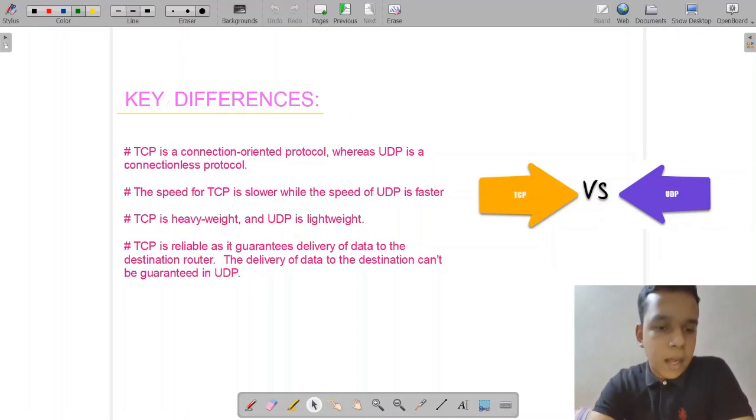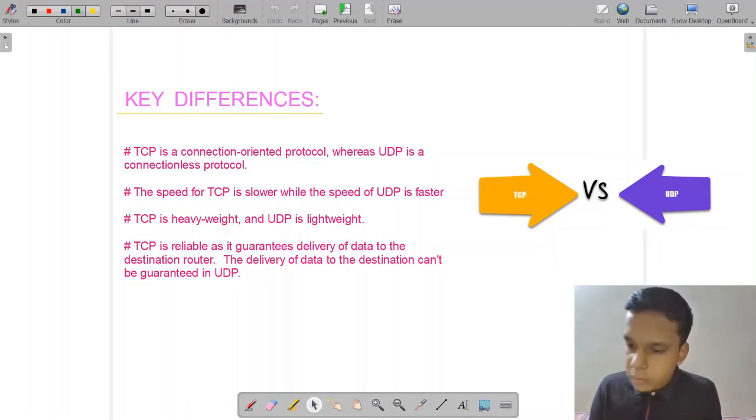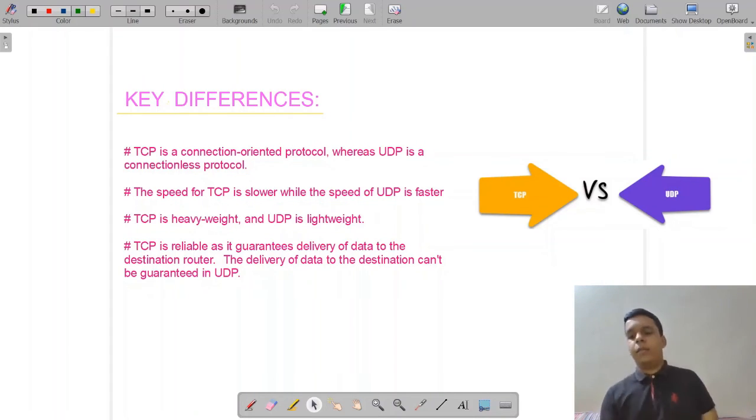TCP is reliable as it guarantees delivery of data to the destination router. The delivery of data to the destination can't be guaranteed in UDP. Basically, TCP provides error checking support and also guarantees delivery of data to the destination router, and this makes it more reliable as compared to the UDP model. On the other hand, UDP provides only some basic error checking support using a checksum, so the delivery of data to the destination cannot be guaranteed as in the case of TCP.